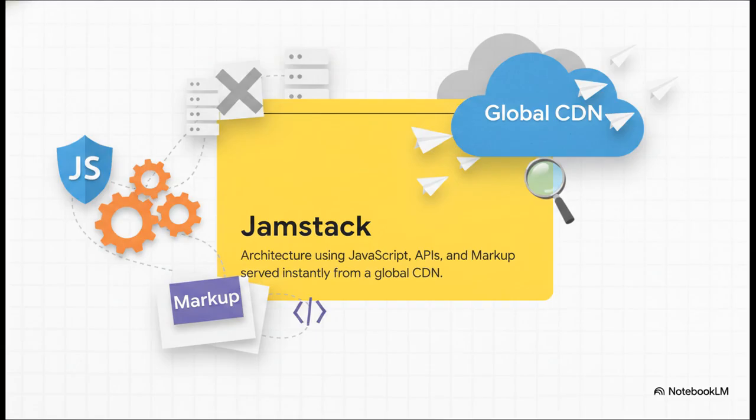Instead of relying on a traditional server to generate pages on the fly every time they're requested, Jamstack pre-builds the entire website into static HTML files during the deployment phase. Those files are then served instantly from a global content delivery network. Any dynamic functionality is handled by client-side JavaScript talking to third-party APIs. It makes the web incredibly fast and exceptionally secure by removing the traditional server from the equation entirely.